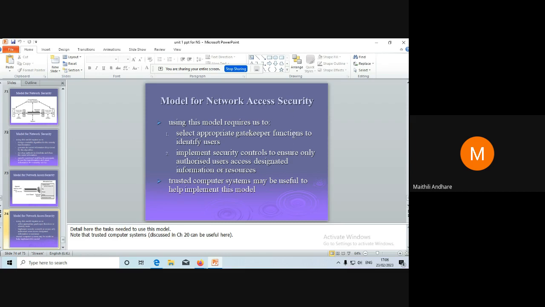Select the appropriate gatekeeper functions to identify the user, whether that user is a correct or genuine user, or that is an attacker, or that is an intruder. That is the first job that the particular gatekeeper has to do. Okay, then implement the security controls to ensure only authorized users access the designated information and resources. So that care has to be taken, and a trusted computer system may be useful to help implement this particular model. So basically when you want to implement this model, you require the trusted computer system.